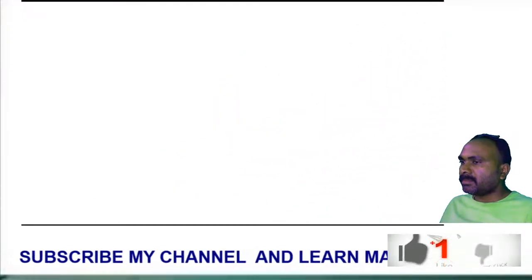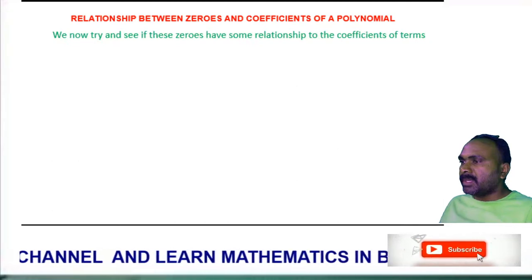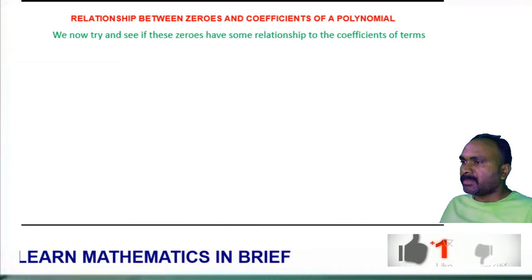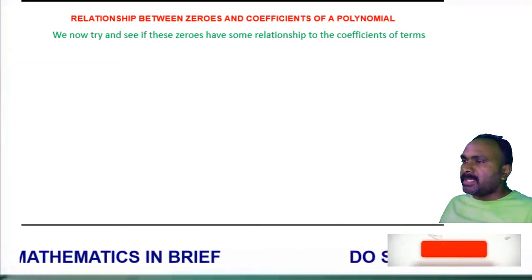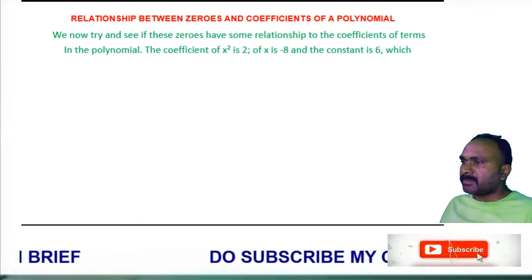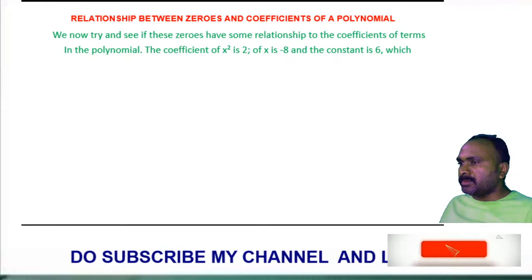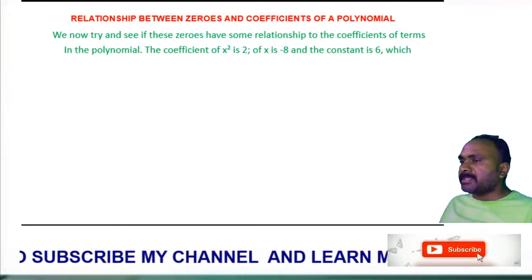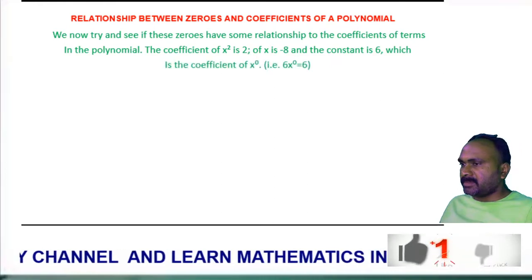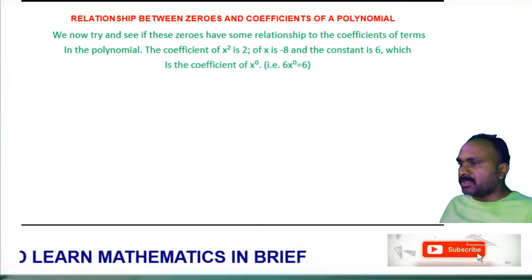Now, relationship between zeros and coefficients of a polynomial. We now try and see if these zeros have some relationship to the coefficients of the terms. In the polynomial, the coefficient of x square is 2 and the coefficient of x is minus 8 and the constant is 6, which is the coefficient of x to the power 0, that is 6x to the power 0 equals 6.